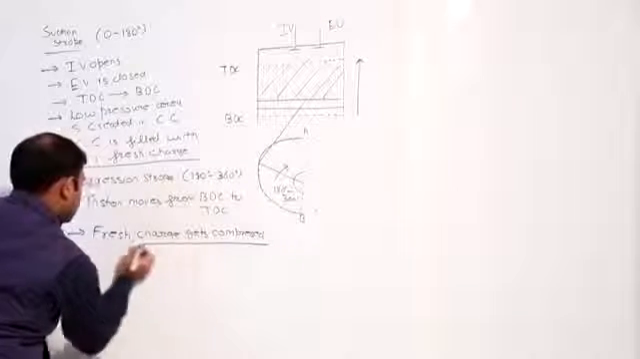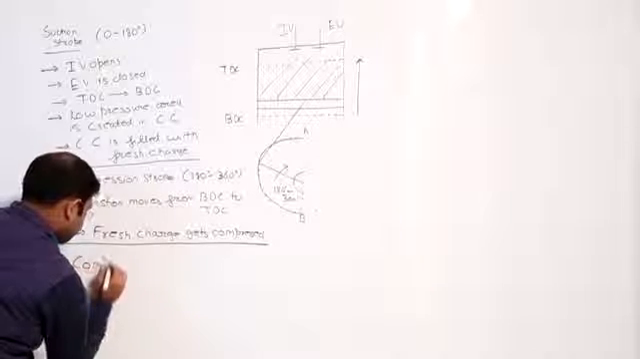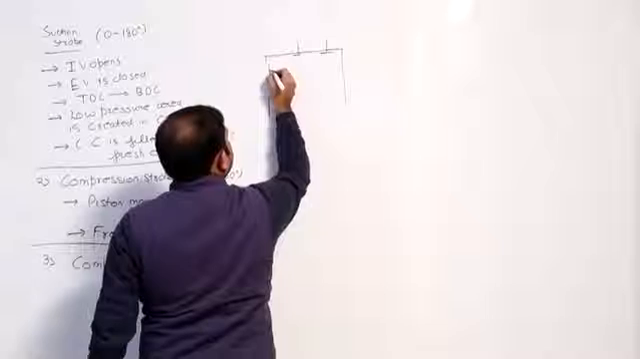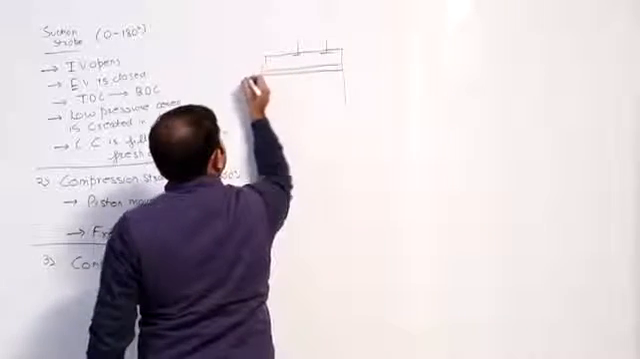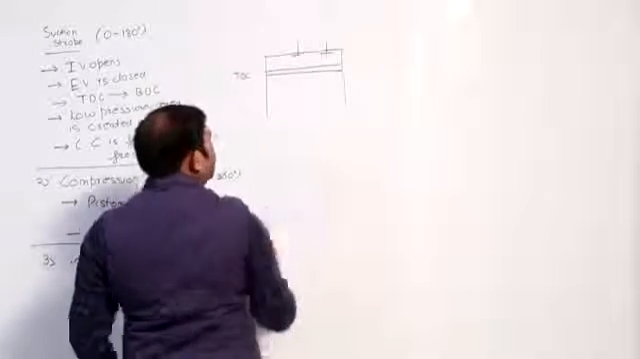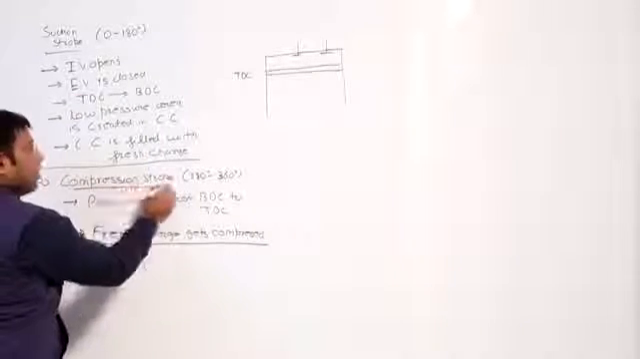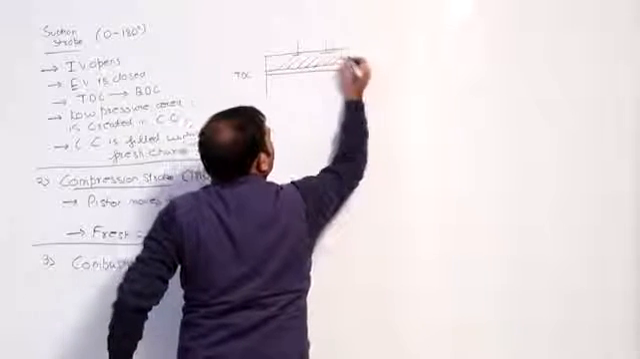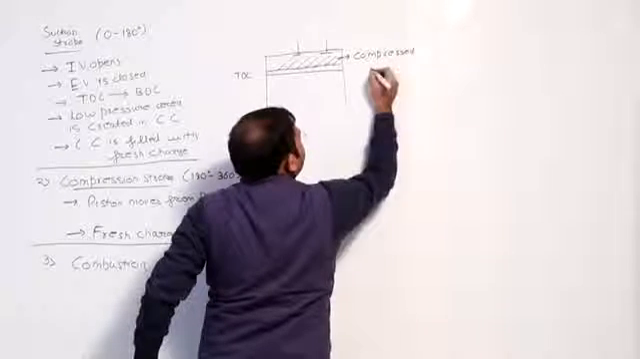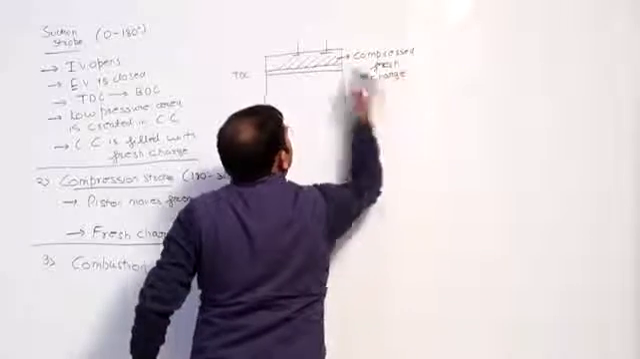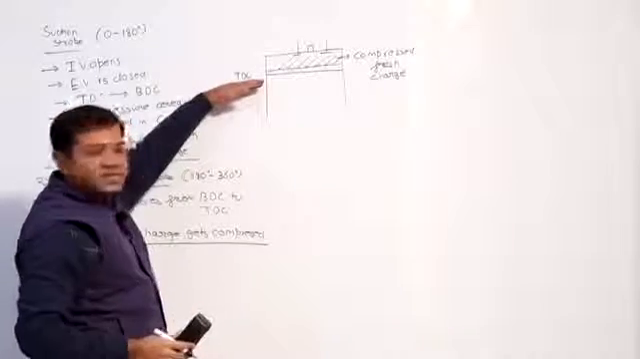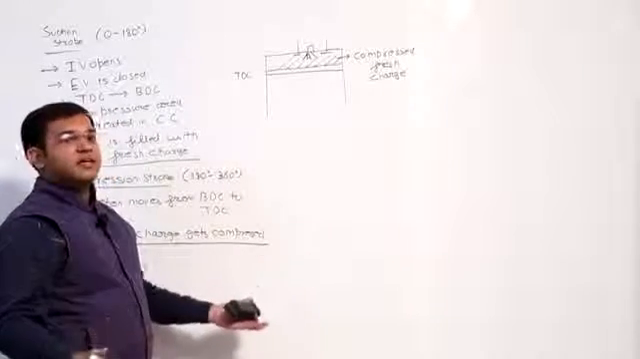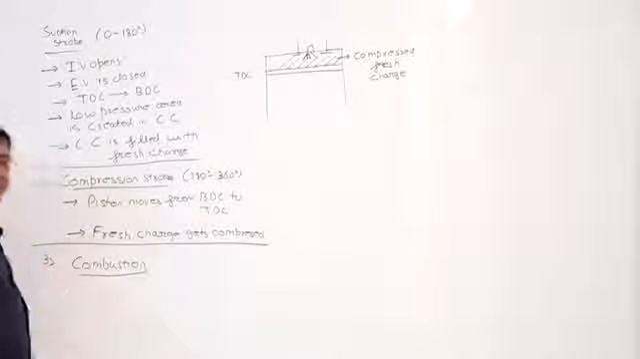Now the third event is that of combustion. After completion of the compression stroke, the position of the piston is at top dead center, and this is the compressed fresh charge. Now here is the spark plug. When the piston is at top dead center, we give a spark to the compressed fresh charge, due to which combustion takes place. So the third event taking place is combustion.